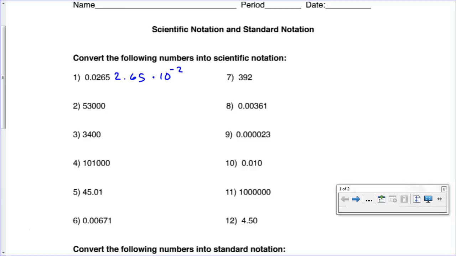This next one, it's a big number, so we know we're going to have a positive exponent. We're going to move it over 1, 2, 3, 4 spots. So that ends up being 5.3 times 10 to the +4, because it was a big number, so positive exponent. 3,400, big number. We're going to start here. We're moving over 1, 2, 3 spots. So that's 3.4 times 10 to the, and since we moved it over 3 spots and it was a big number, +3.